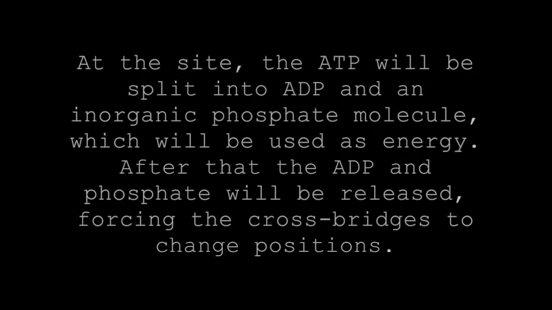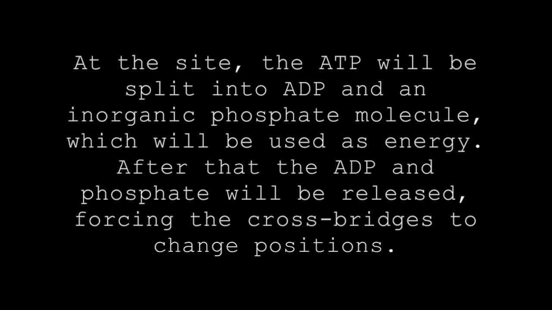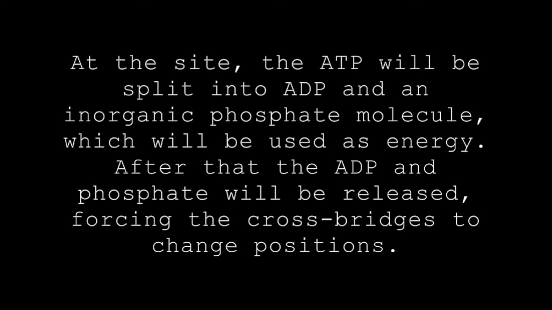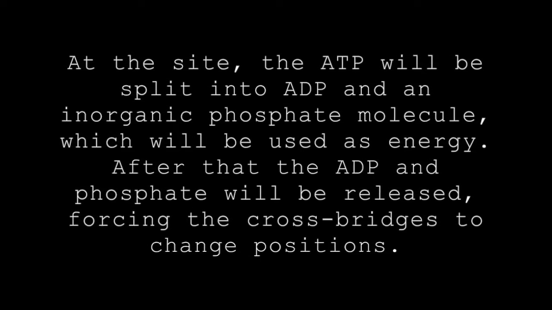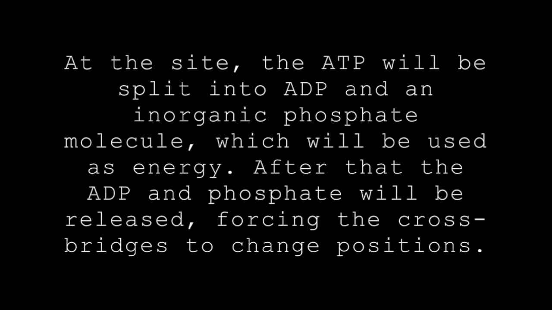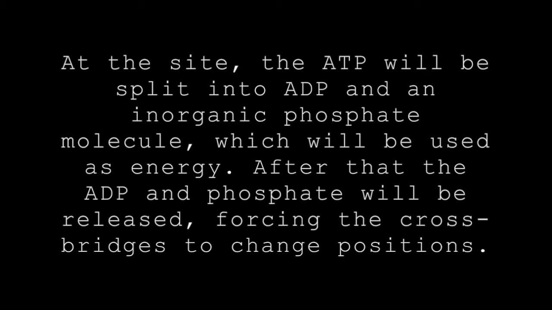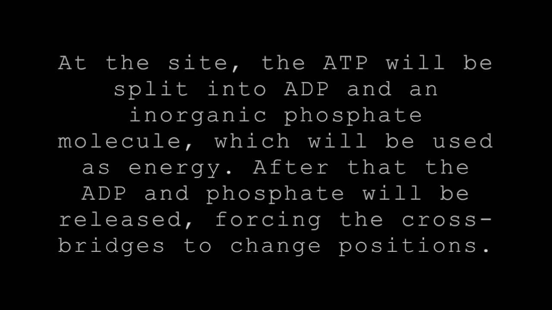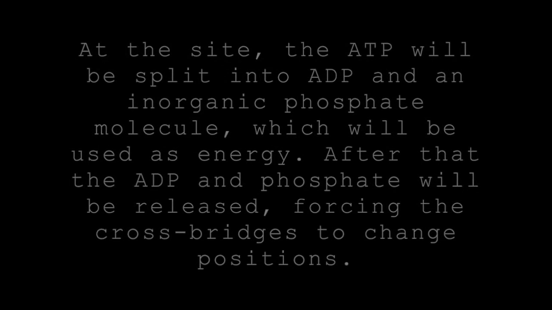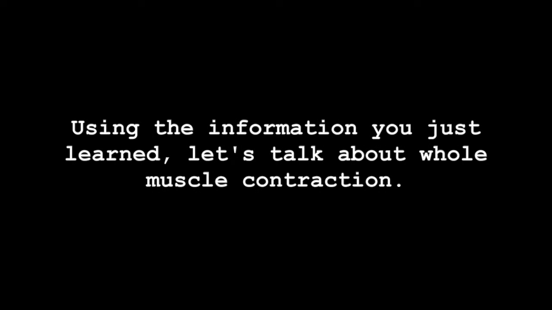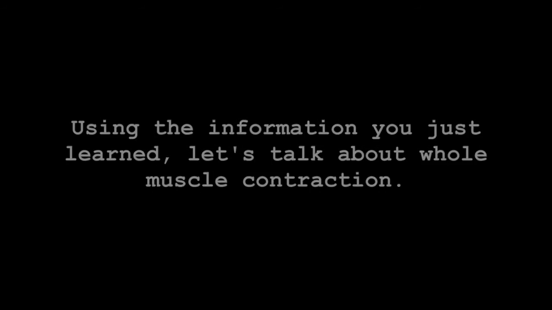At the site, ATP will be split into ADP and an inorganic phosphate molecule, which will be used as energy. After that, the ADP and phosphate will be released, forcing the cross bridges to change positions. The actin filaments will be pulled to the center of the sarcomere, and the cycle repeats itself continuously. Now, using the information we just learned, let's talk about whole muscle contraction.